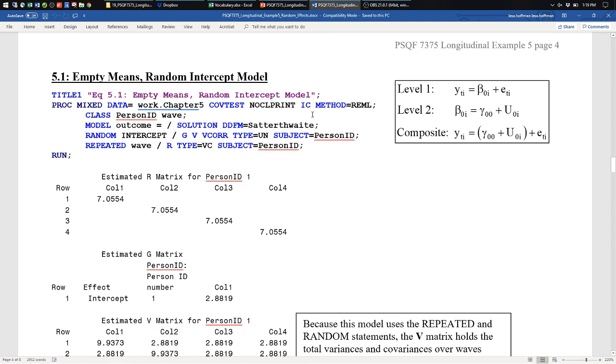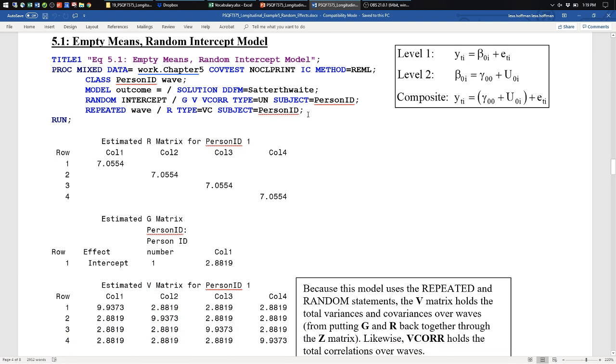All right. So then what we talked about last time is where we would start in terms of the simplest possible model. This will work no matter what kind of data you have, balanced or unbalanced. Empty means random intercept.